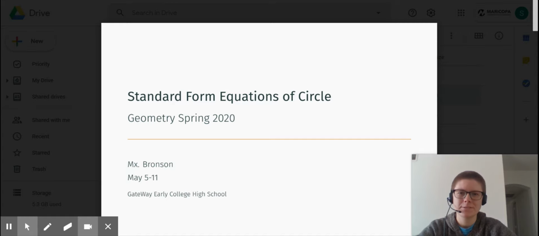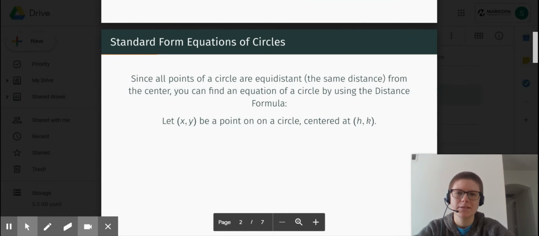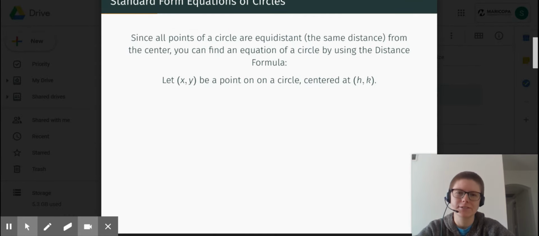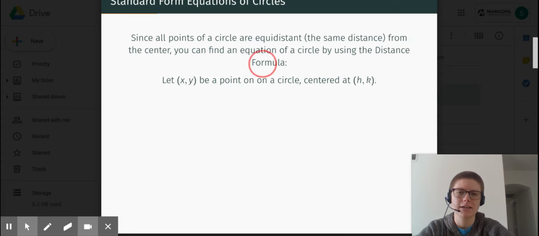Hello everyone. Today we are going to talk about standard form equations for circles. We'll do a couple example problems and then we'll be good to go. Since all points of a circle are equidistant, the same distance from the center, you can find an equation of a circle using the distance formula.